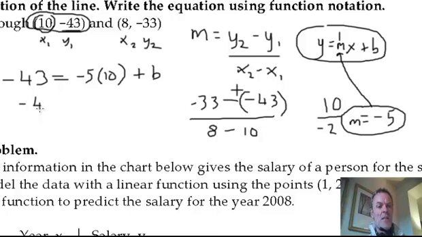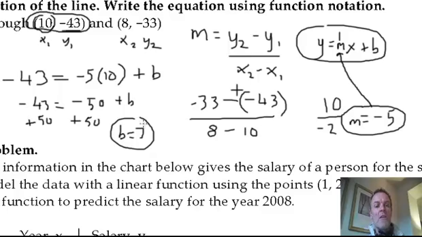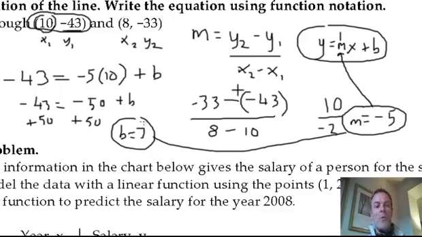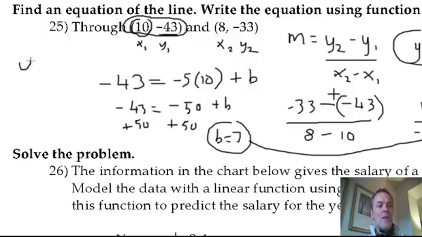Right, negative 43 equals negative 50. That's what 5 times 10 is, plus b. Can you see, to get the b by itself, I would add 50 to both sides. Add 50 over here, and you're going to get 7. So b equals 7. Now put it all together, this and the slope, and you get y equals negative 5x plus 7. Okay, and there you go. That's the equation of the line.